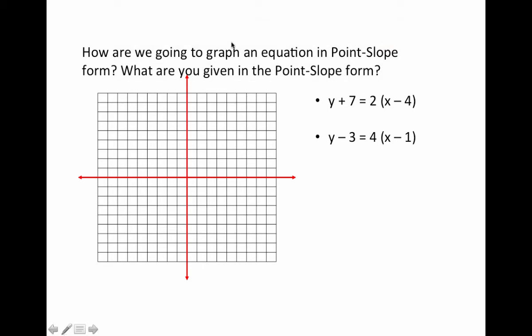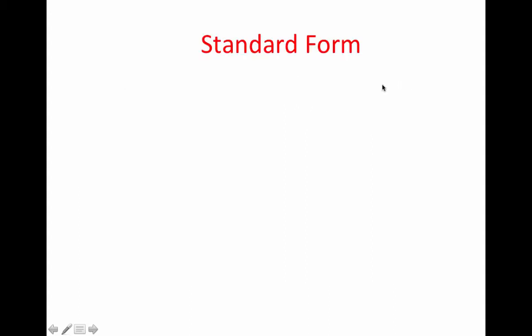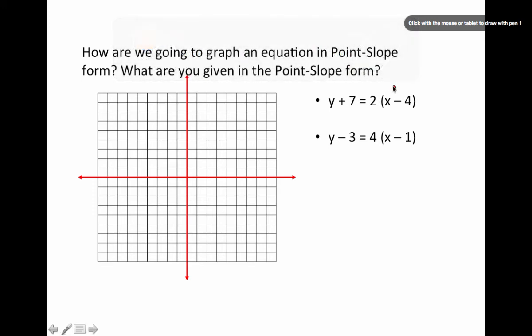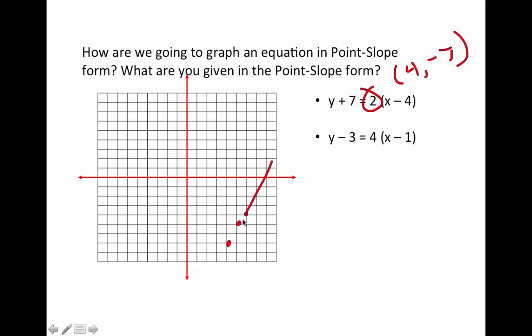Okay, how are we going to graph an equation in point slope form? All you have to do is graph the point. Please remember the negatives. So I've got a point at 4, negative 7, so you can just go to 4, negative 7. 1, 2, 3, 4. 1, 2, 3, 4, 5, 6, 7. And now apply the slope of 2. Look at that, there's a 2. Up 2, right 1. Boom, you got a line.